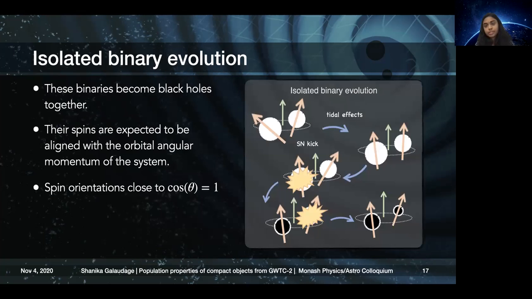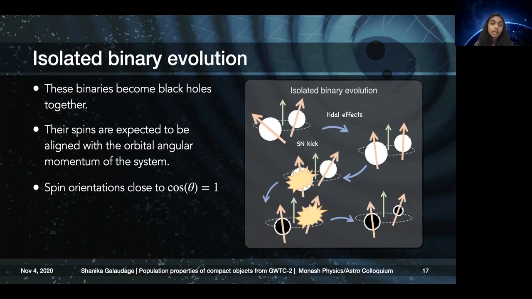So that ends the mass segment. Let's move on to spins. Another thing we can look for in our population analyses of binary black holes is the spins, and this can give us hints as to how they evolved.